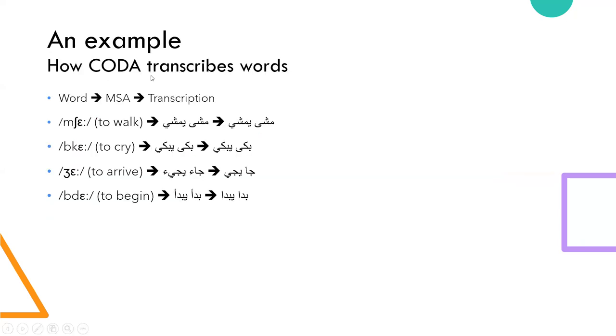Let's see a practical example here. We have the words mesha, to walk, beka, to cry, ja, to arrive, and bda, to begin. In Modern Standard Arabic, mesha is written with alif maqsura, beka with alif maqsura, so both are in alif maqsura. In Tunisian Arabic, ja is ja-a-hamza; we eliminate the glottal stop because it does not exist, so we are left with ja with alif and the yaa. Bada'a yabda'u: bada'a is hamza on alif mad. We keep the alif mad and the hamza is eliminated in Tunisian Arabic, and we are left with bda with alif mad.